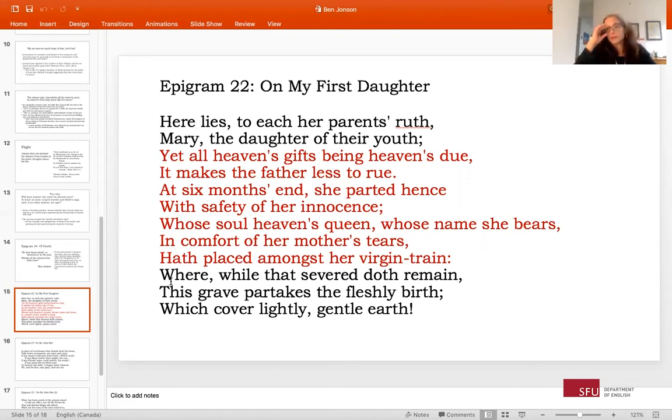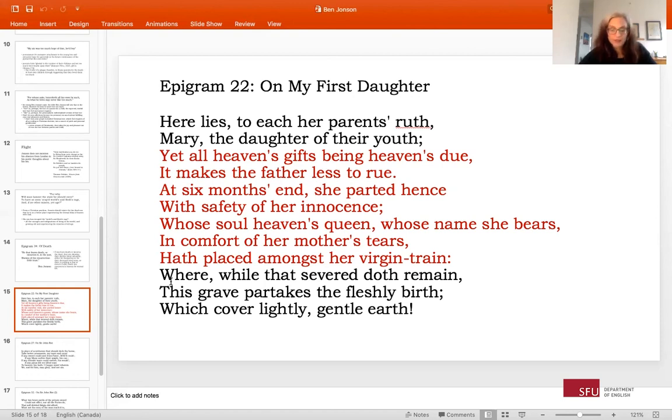So what he writes here is that Mary died so young, at six months, that she left the world with her innocence fully intact, not having had a time to acquire the inevitable sins that humans acquire over a lifetime. And the father rues or regrets less at her death than he might, because he is confident that his baby daughter has been duly given heaven's gifts, the gifts that she deserves to get from heaven, being heaven's due. He describes what these gifts are, what heaven paid his daughter and owes his daughter because she was so innocent.